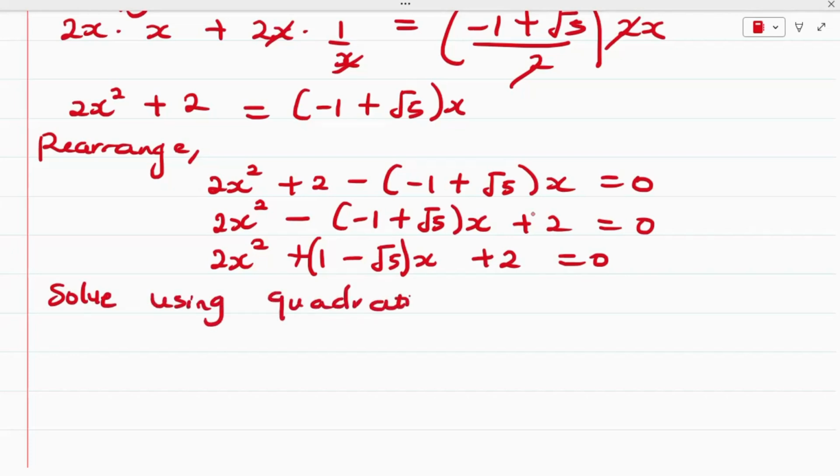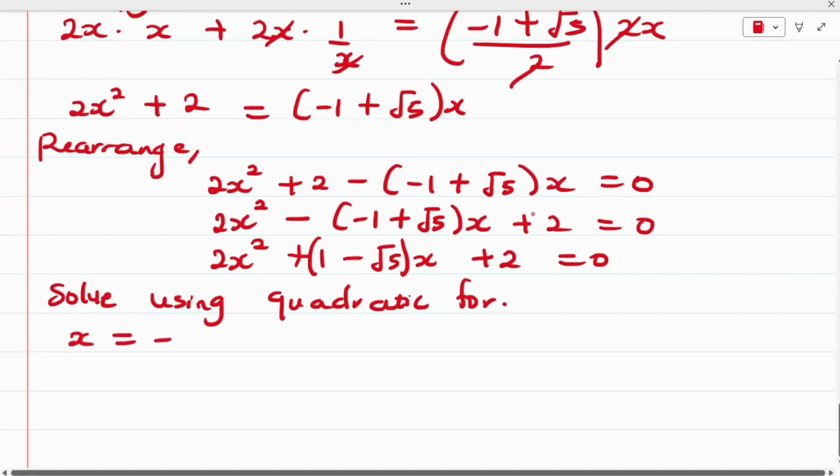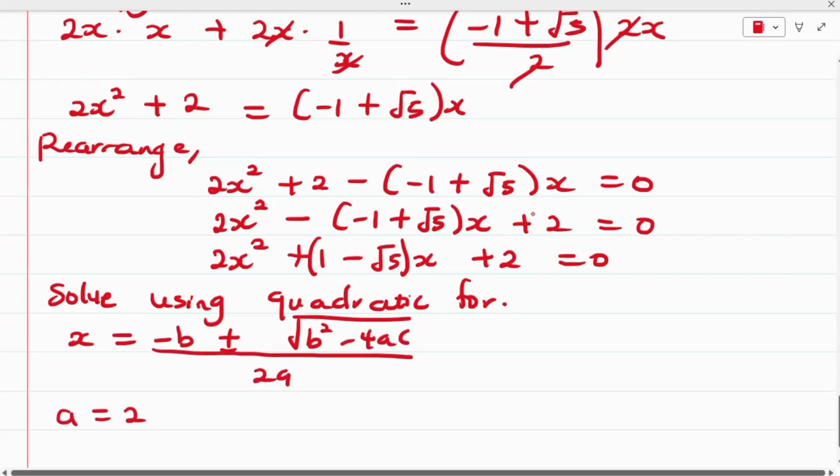So solve making use of the quadratic formula, and we have the quadratic formula to be x equals minus b plus or minus the square root of b squared minus 4ac, all over 2a, where we have a equal to 2, b is equal to 1 minus the root of 5, and c is equal to 2.